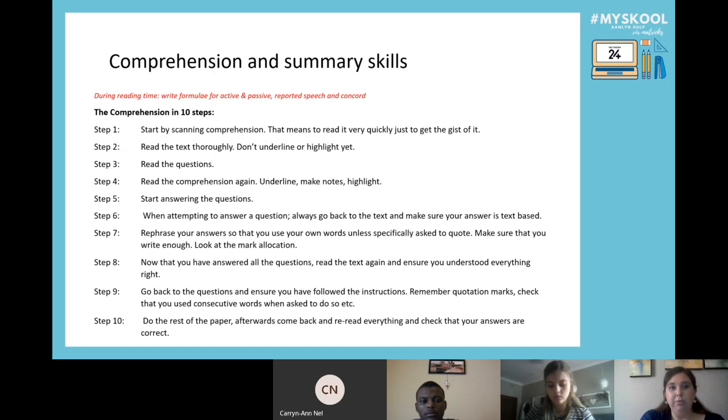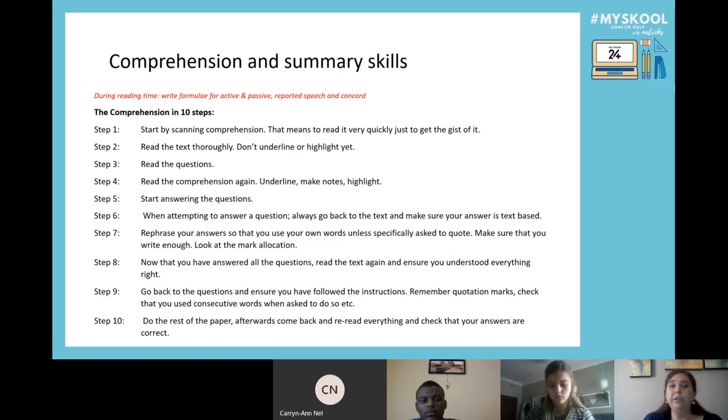Then, step 2, when your time has started, I want you to read the text thoroughly with maximum concentration. Don't underline or highlight anything yet. Just read it as though you are reading it for information, not to answer questions for a test. Step 3, read the questions so that you know what to look for in the comprehension test.